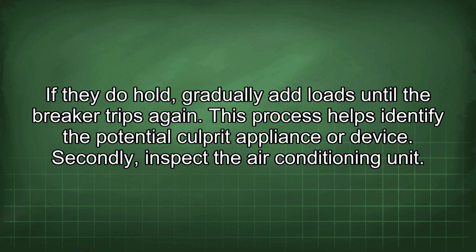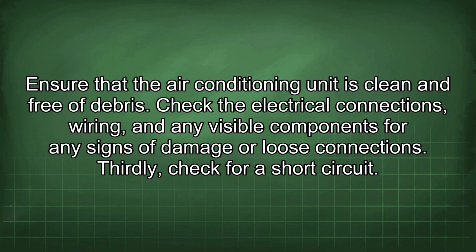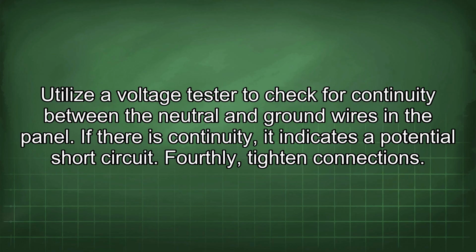Secondly, inspect the air conditioning unit. Ensure that the air conditioning unit is clean and free of debris. Check the electrical connections, wiring, and any visible components for any signs of damage or loose connections. Thirdly, check for a short circuit. Utilize a voltage tester to check for continuity between the neutral and ground wires in the panel. If there is continuity, it indicates a potential short circuit.